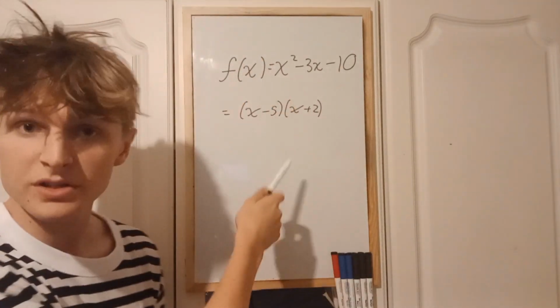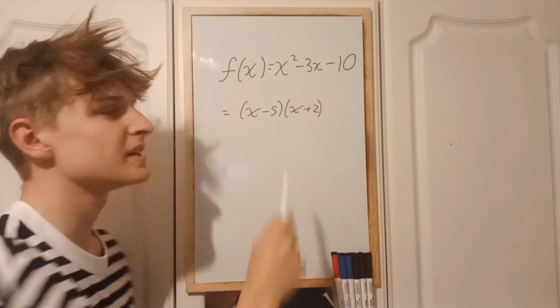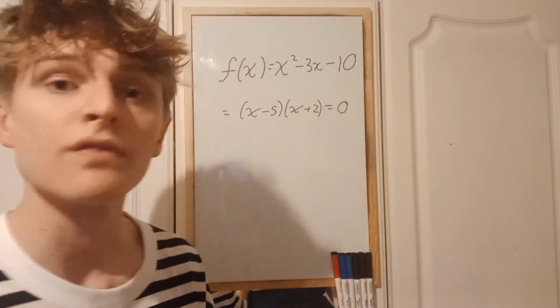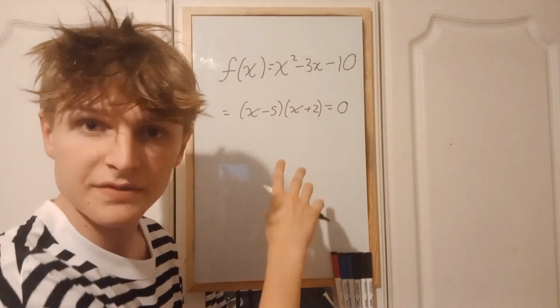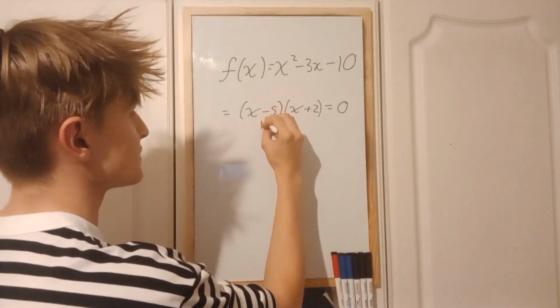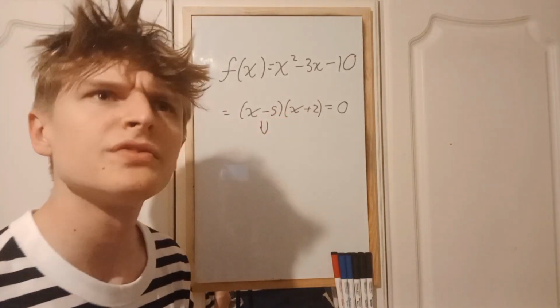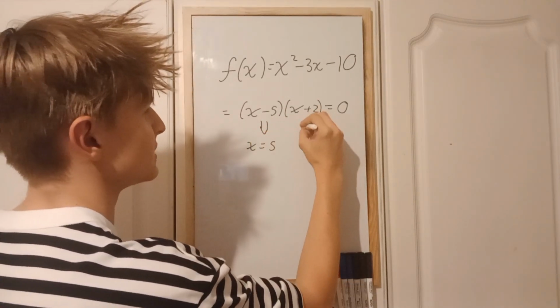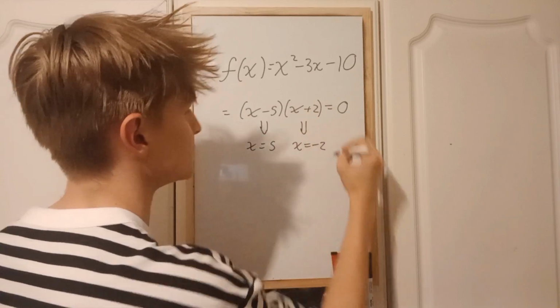This is the exact same function still, we've just rewritten it in a different way, which makes it a lot more convenient now. If we set it equal to 0 to solve for the roots, we can just look at both of these factors individually. So from this factor we can deduce that x minus 5 must equal 0, so x must equal 5. And from this one, we can get x equals -2. And it's really that simple.